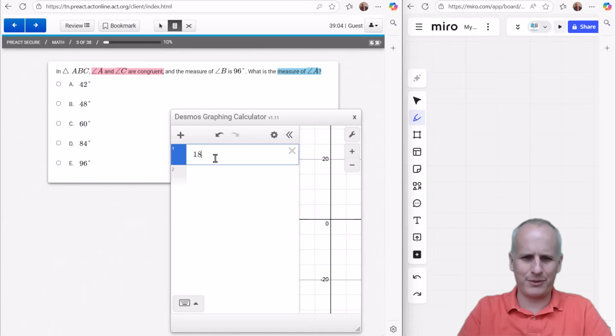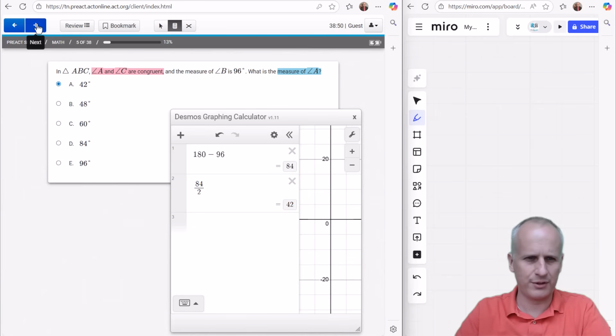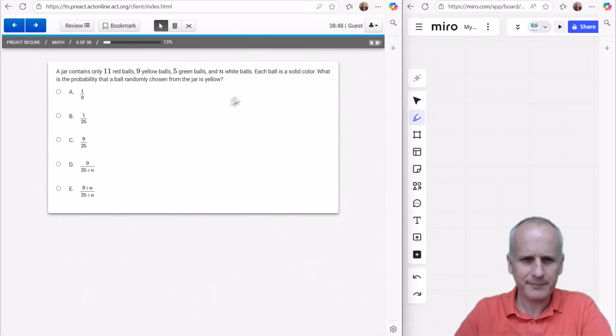So we could just start with the 180 degrees of a triangle and subtract out 96 to know that there's going to be 84 degrees split among the two congruent or equal angles A and C. So we just take that 84, divide by 2, and we get our correct answer of 42, and there's really not much more to this problem, and we'll move on to the next one.